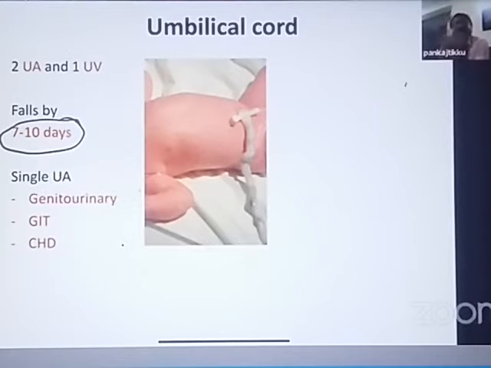And when you see a single umbilical artery after birth, so the moment the child is born, the umbilical cord is cut, and before clamping you see how many arteries and how many veins you can see in the umbilical cord. Suppose you do not see two umbilical arteries, you only see one umbilical artery. Which congenital disorders should you think of? You should think of a congenital kidney or genitourinary disorder, or a congenital gastrointestinal tract disorder, or a congenital heart disorder. CHD is a congenital heart disorder.